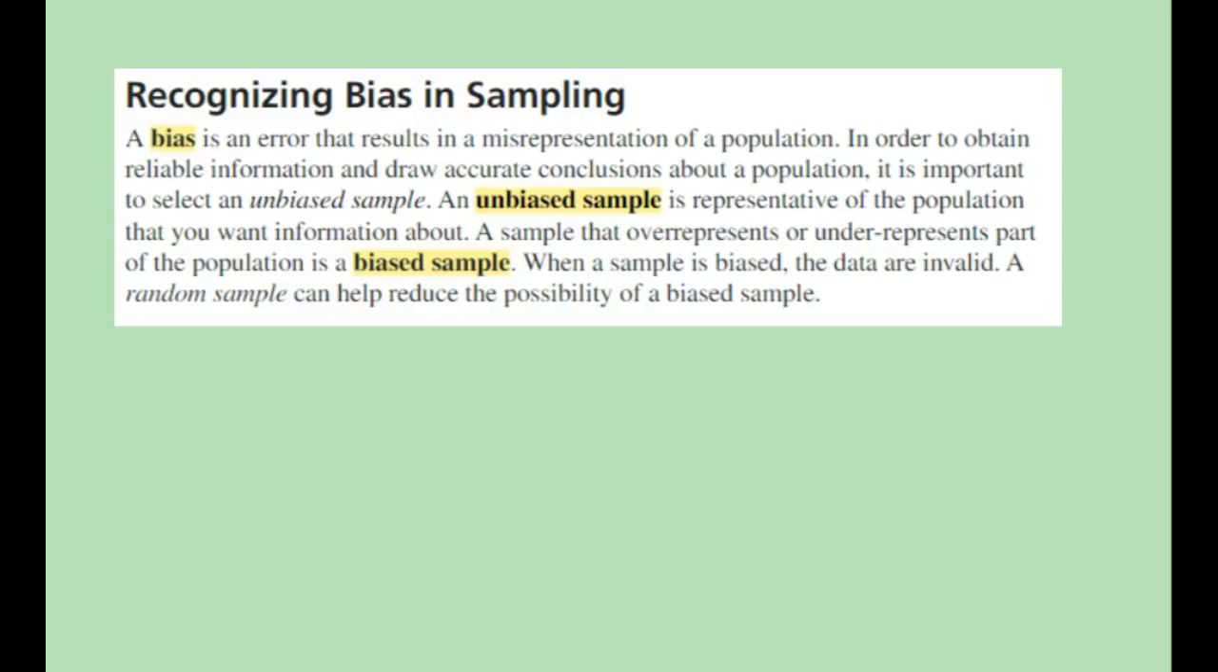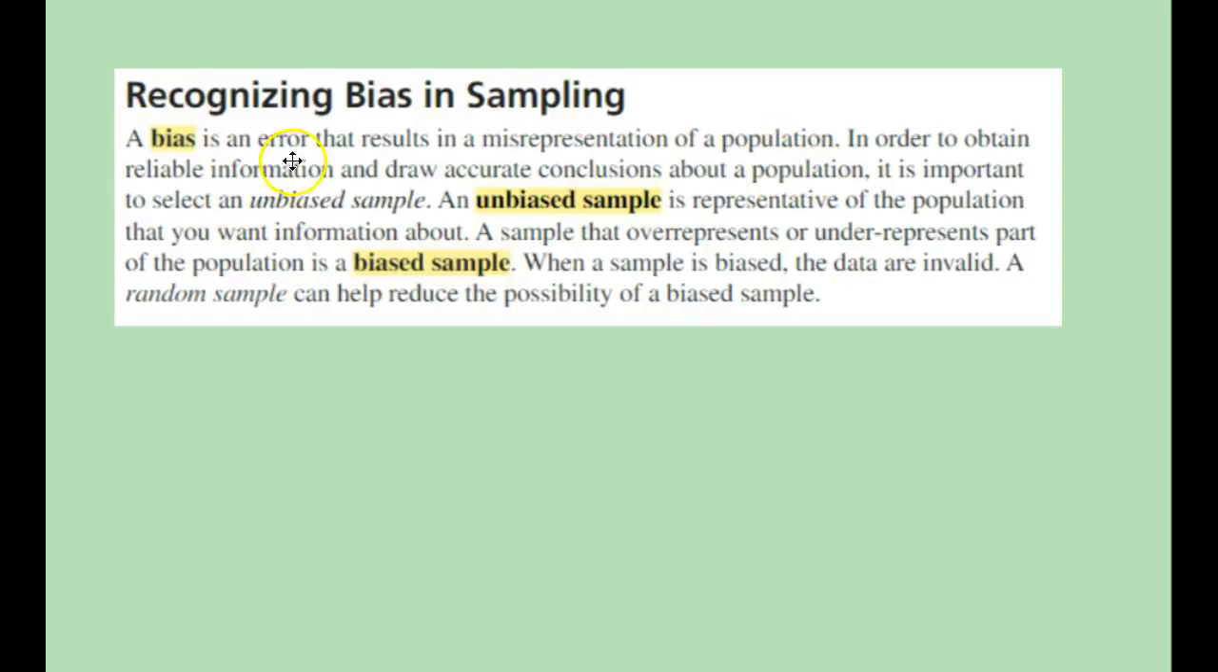So now we're going to be looking at bias. This was our second learning target. So a bias is an error that results in a misrepresentation of a population. Okay? So a bias changes my data so it doesn't actually represent the entire population.